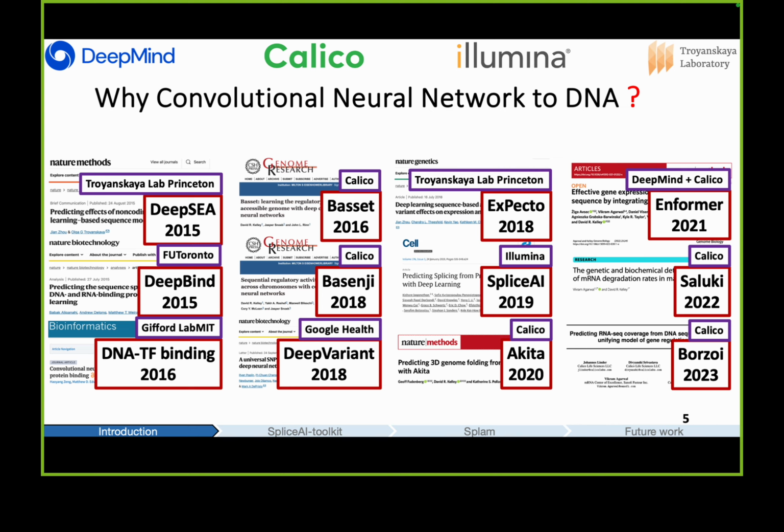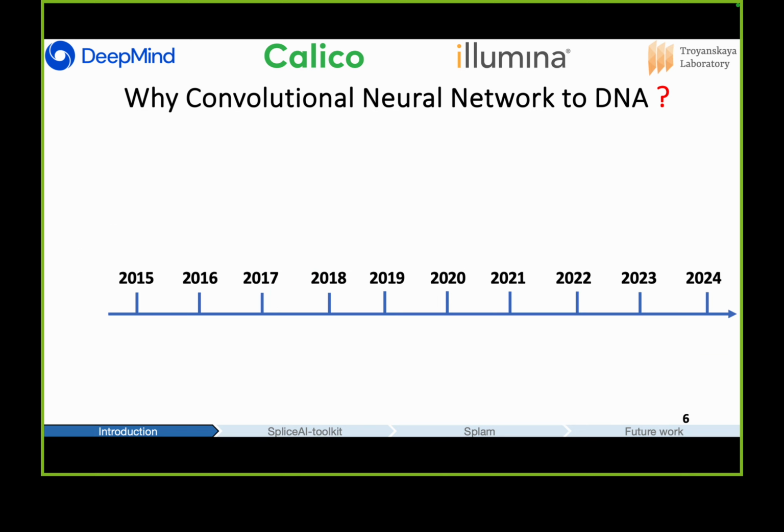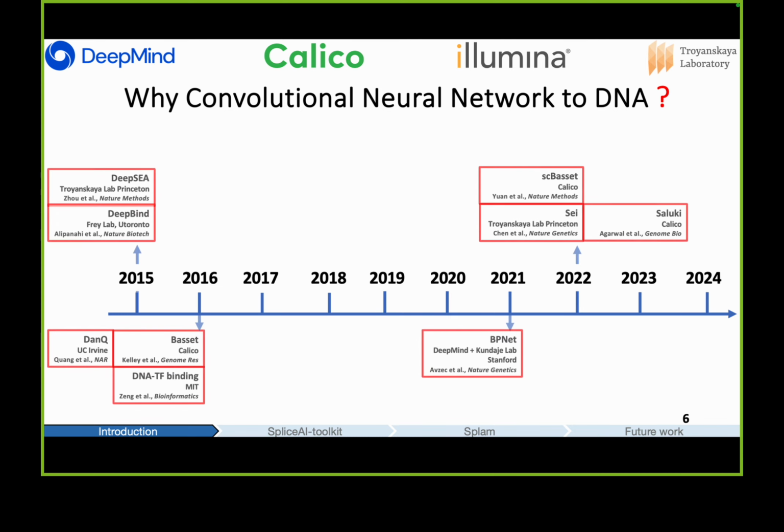So CNNs and DNA sequence. What are the strengths of applying CNNs to DNA sequences? I'm using one slide to demonstrate the impact of applying CNNs to learn the underlying context of DNA sequences for predicting various tasks, and I put them into a timeline. The earliest successful attempt starts in 2015. DeepSEA and DeepBind were the earliest works that introduced deep learning-based models to DNA sequences. These models predict epigenetic marks directly from DNA sequences with CNN sequence models.